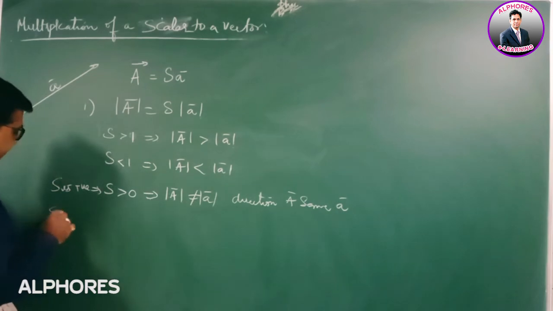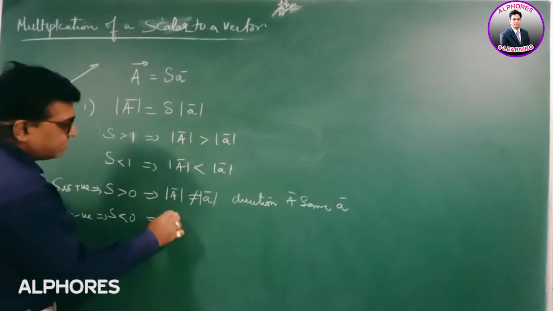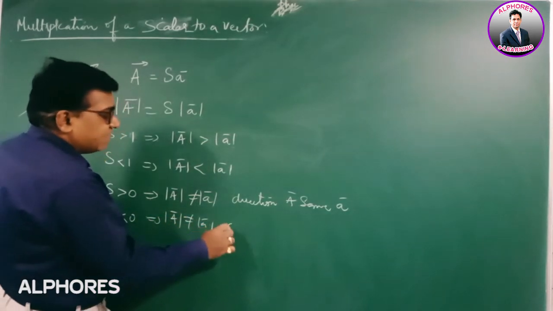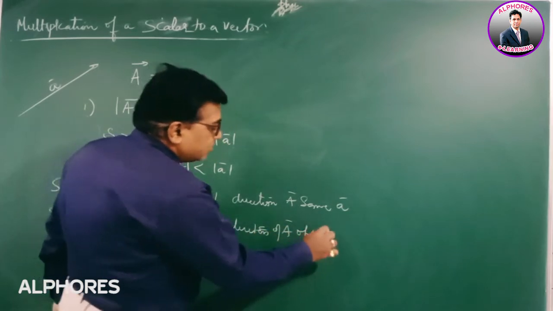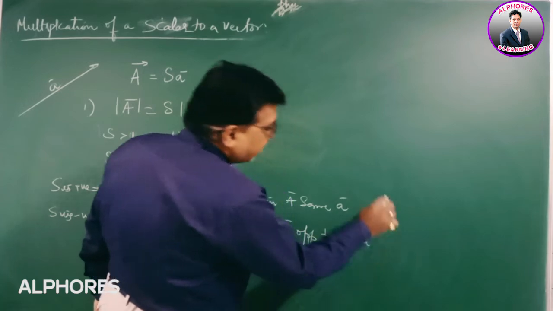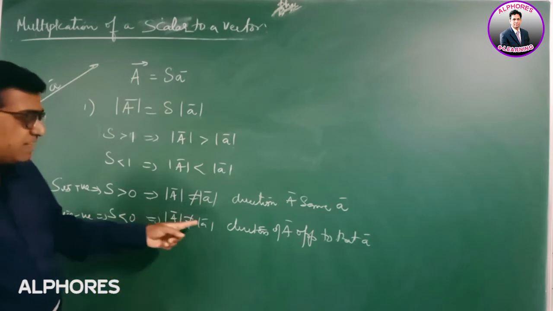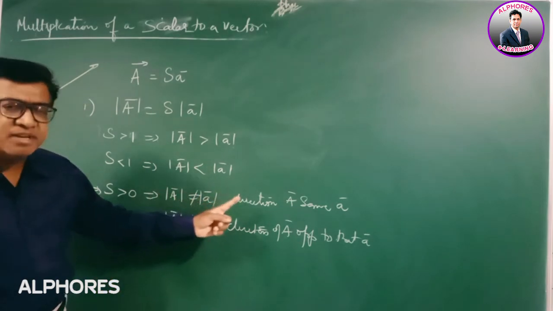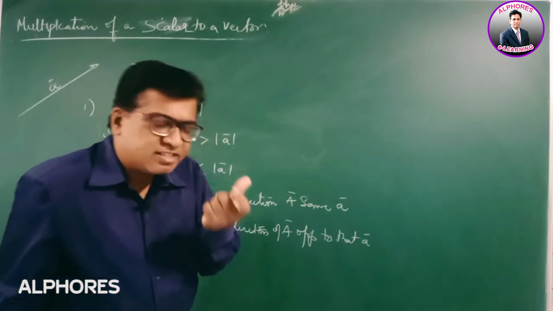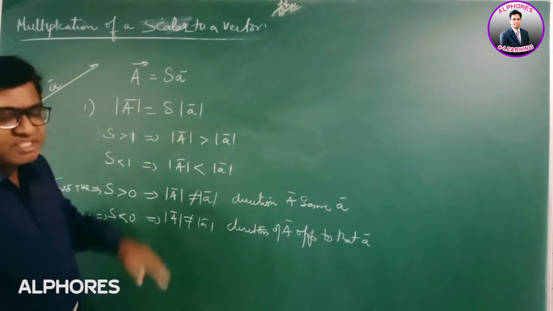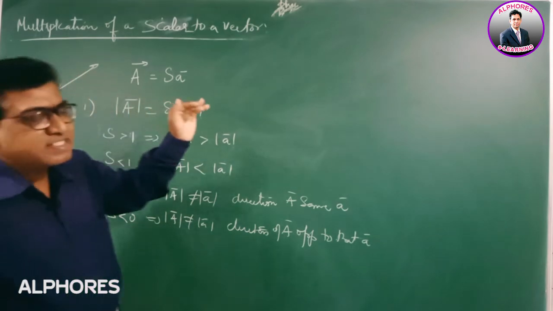But if S is negative, then S less than 0 implies the magnitude is different and the direction of A bar is opposite to that of small a bar. The direction is reversed. So for negative, the direction will be reversed. For positive, direction remains the same. Well, magnitude changes according to S. Right? Because it's a scalar, if it is having some unit, then the physical quantity itself is changed. If it has no unit, then the quantity remains the same. So this way, multiplying a scalar to a vector.